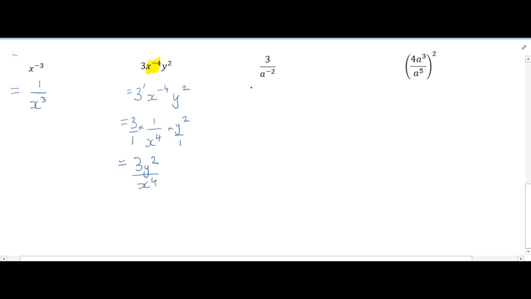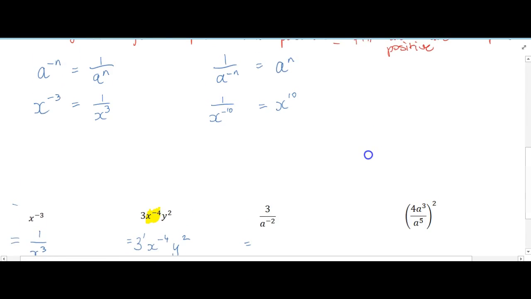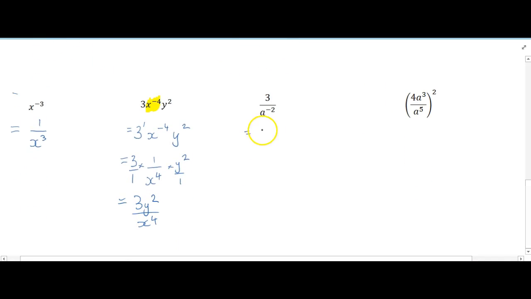Now this one here has got a negative index number on the bottom. So if you remember correctly, if we had a negative index on the bottom, it gets flipped up to the top. So a way we can write this is 3 times 1 over a to the power of negative 2. I've just split it up into a number and a fraction with an index number in it. That might help us because this part here will flip up to the top. So if you flip that, you're going to get 3 times a to the power of positive 2, which is just 3a squared.